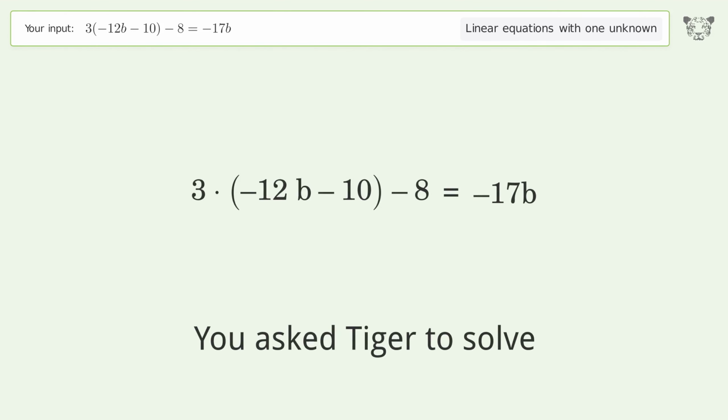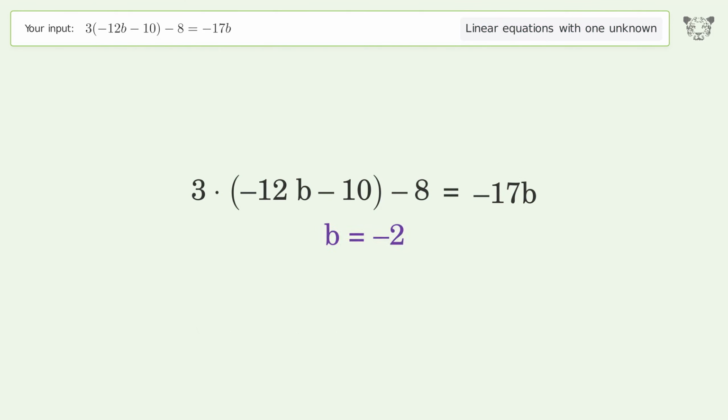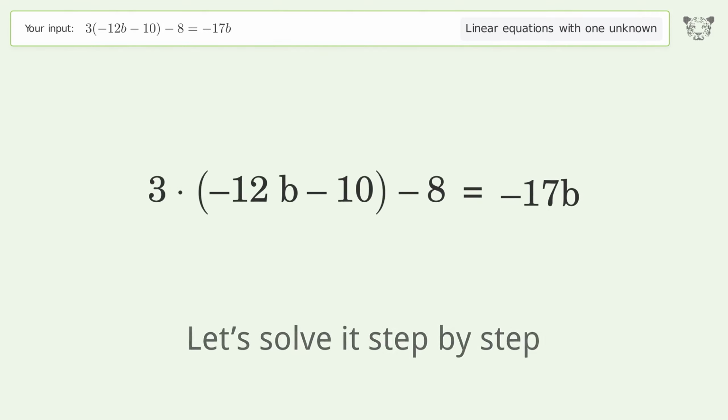You ask Tiger to solve this. This deals with linear equations with one unknown. The final result is b equals -2. Let's solve it step by step.